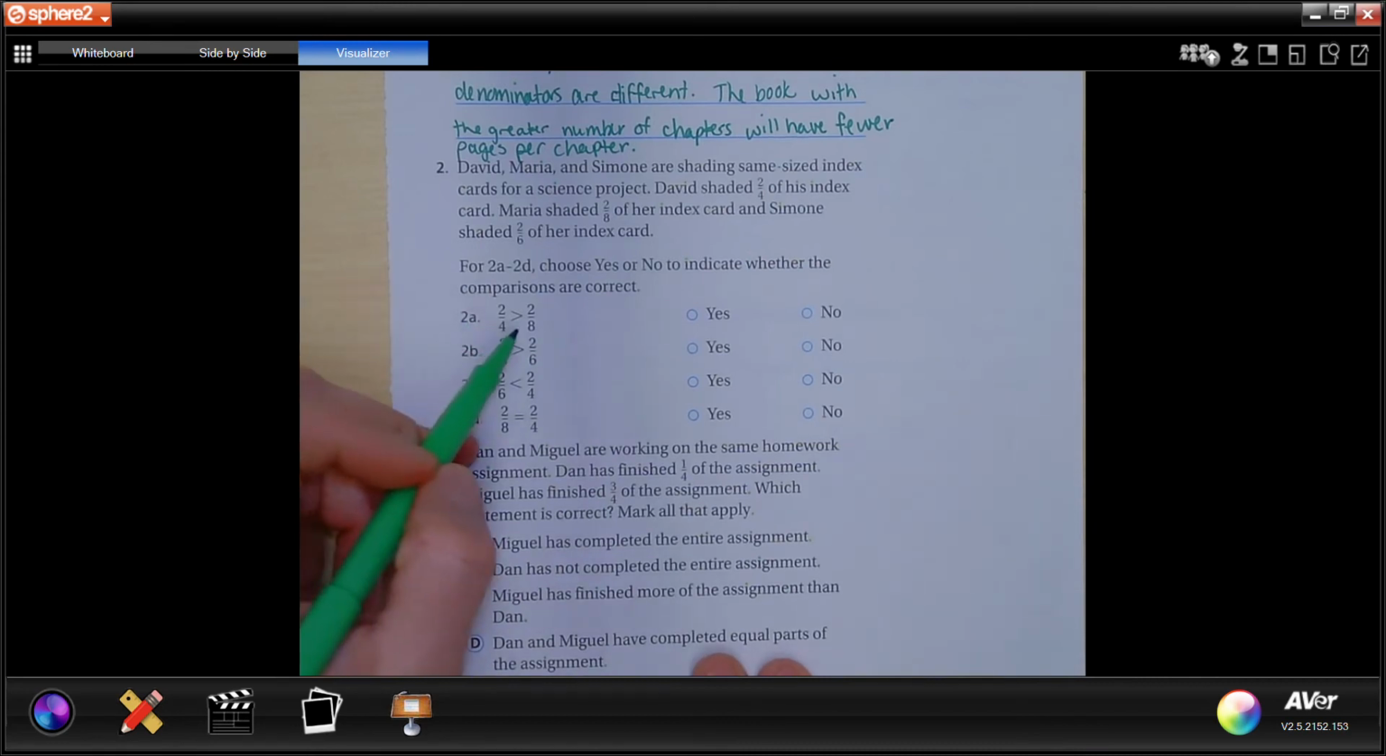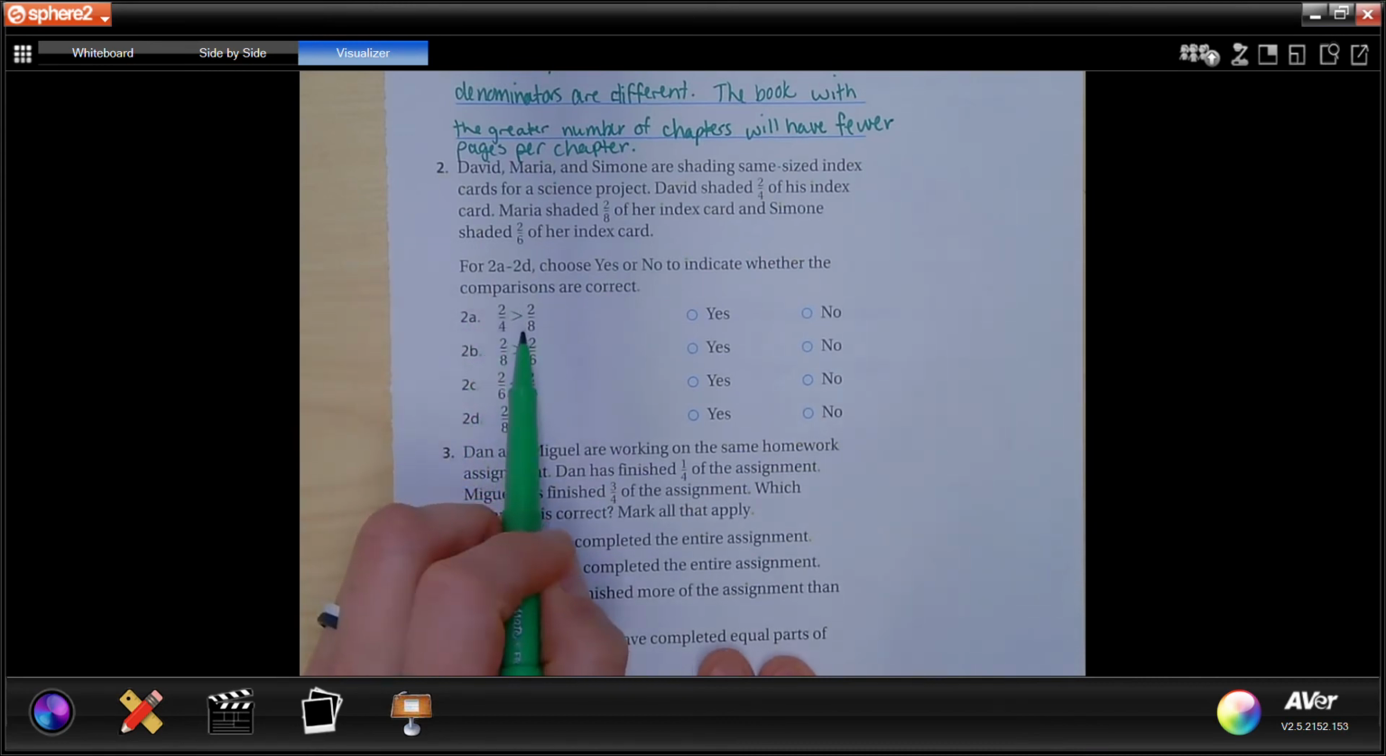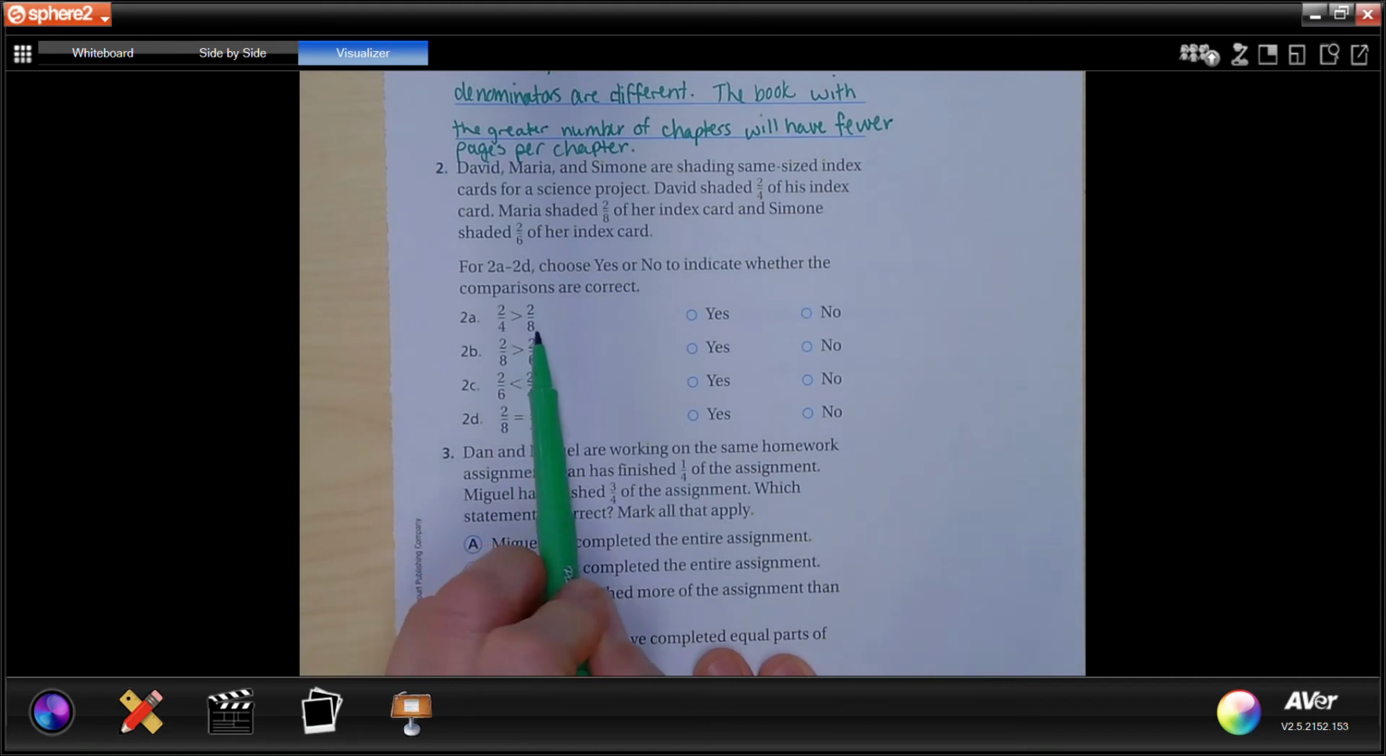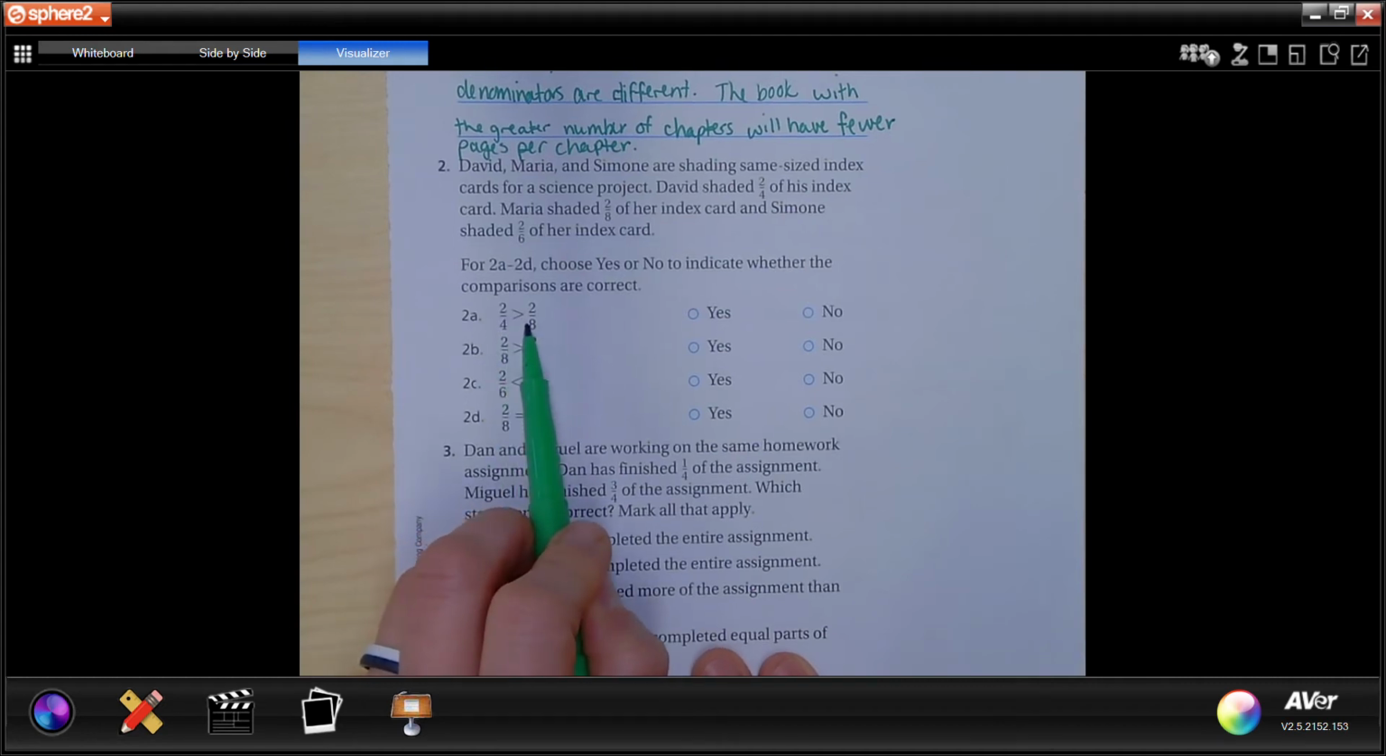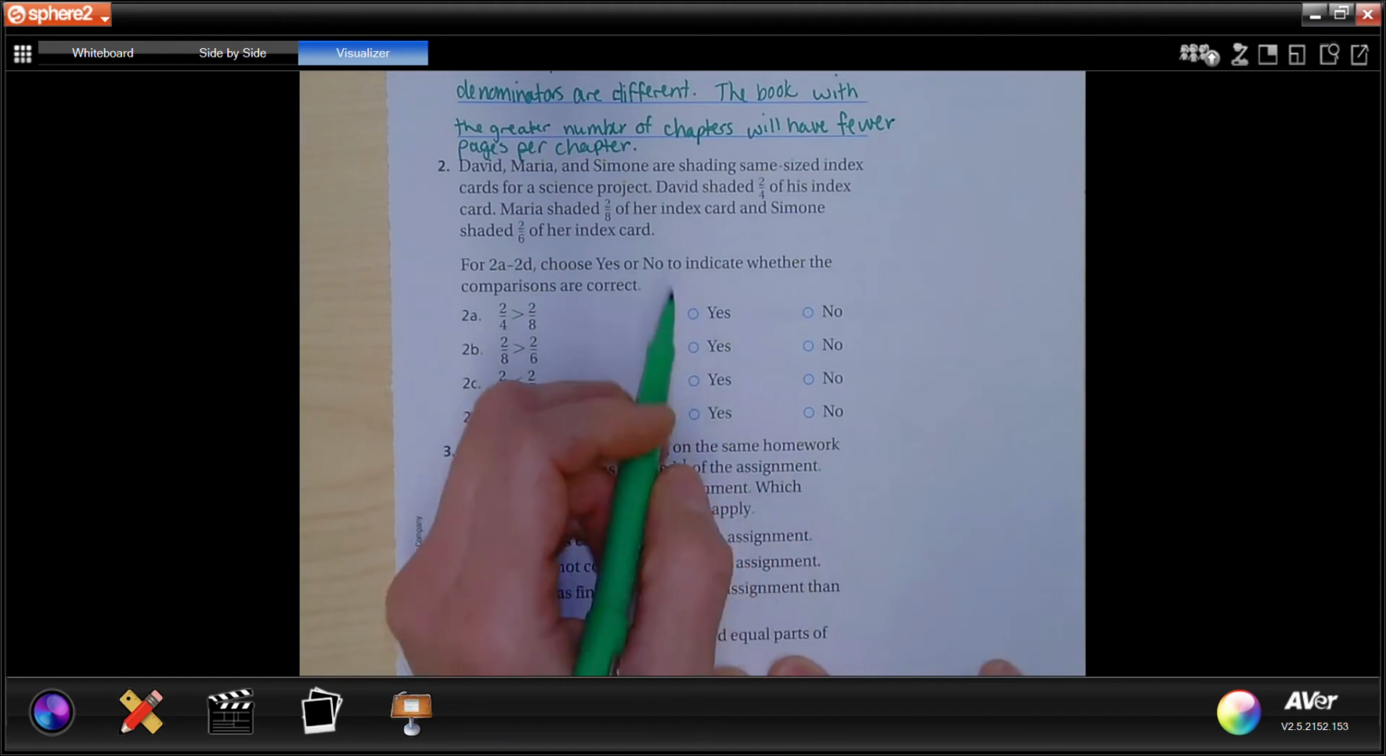Okay, so they have the same numerator, so we're going to look at the denominator. So we know that if there are 8 units in the whole, they are smaller than 4 units in a whole. Okay, so is 2/4 greater than 2/8? Yes, because these pieces are smaller because there are more of them. So 2/4 is greater than 2/8.